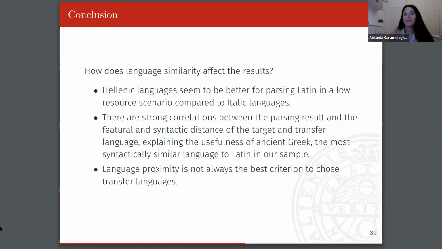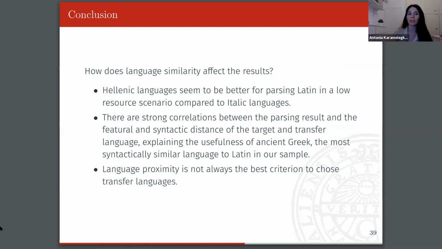And lastly, how does language similarity affect the results? I think this is the most interesting question, because we found that Hellenic languages seem to be better for parsing Latin in a low resource scenario compared to Italic languages. And there are strong correlations between the parsing results and the cultural and syntactic distance of the target and transfer languages, explaining the usefulness of ancient Greek.